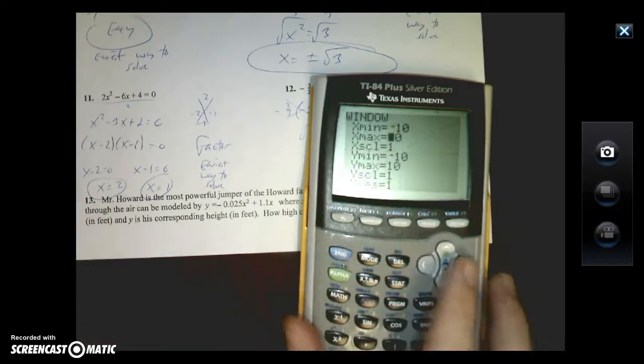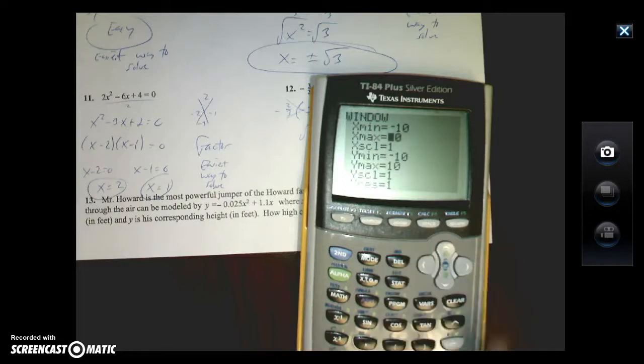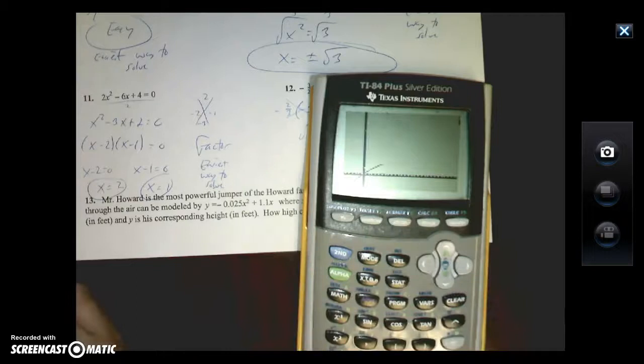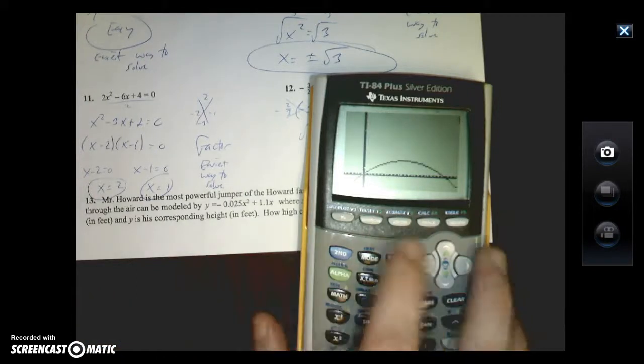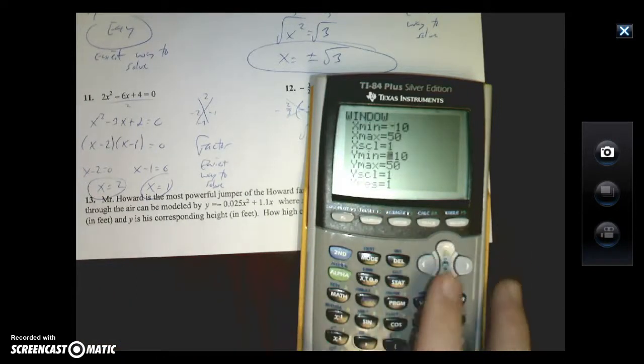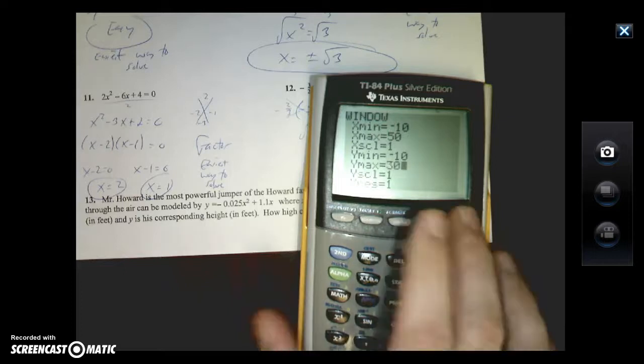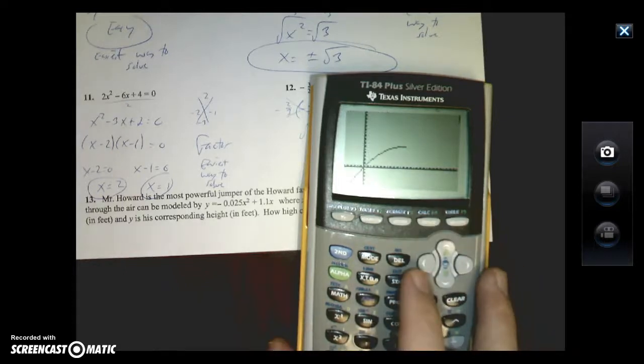All right, I changed my x max. I'm going to go with 40. Actually, I'm going to go with 50 and 50. See if I see it now. Nice. I'm going to change my y max just a little bit lower. I can't jump that high. I can only jump so high.